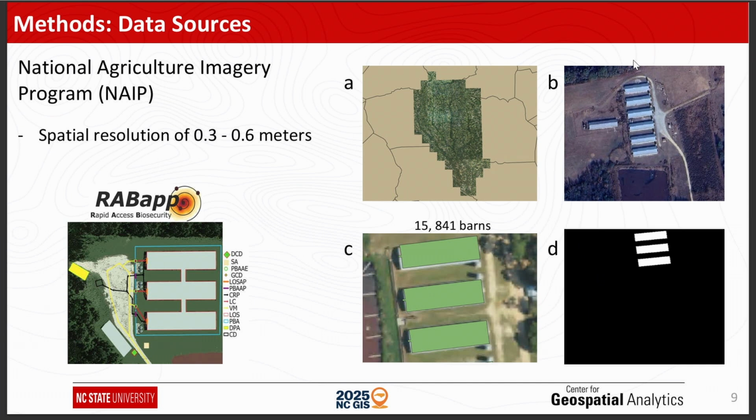And so using that information, I create raster masks for our tiles that we get from all the counties. So we download the NAIP imagery as compressed county mosaics, chop them up into 512 by 512 meter tiles, and overlay it with the polygons of the barns and create a mask. So we have 15,841 barns.